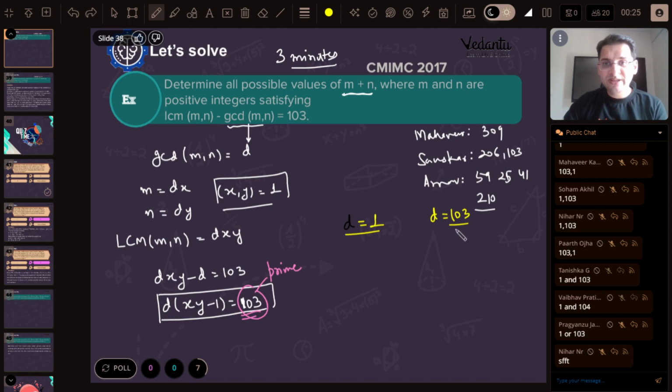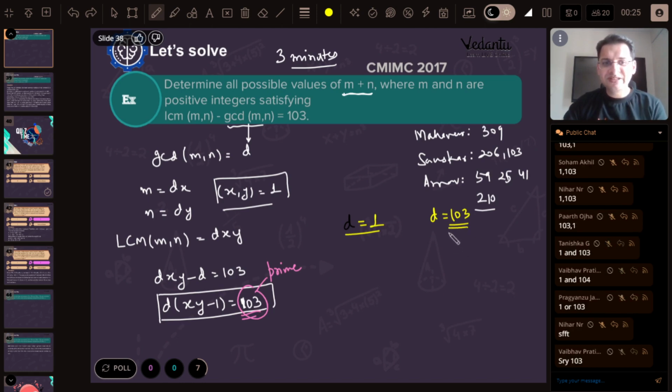Now if d is 103, so we have 103 times xy minus 1 is 103. That means xy minus 1 is 1, giving us xy as 2. So product of two numbers x and y is 2 and x and y are co-prime to each other. This is important. So what are the possibilities? The possibilities are 1, 2 and 2, 1. Only two possibilities, and both of them are going to give the same value of m plus n.